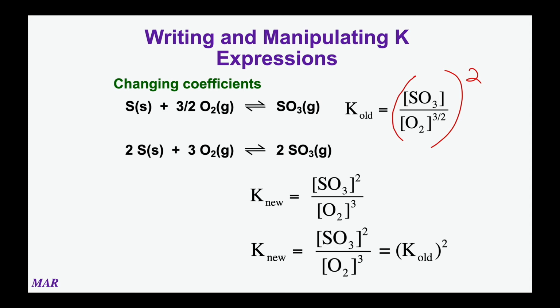So let's say that K old was a value of 10, and we wanted to figure out the value of K new. Well, no problem. We would take the old K, 10, and square it. 10 squared, the new K would be 100. So you can literally transform a K value into a new K value if you multiply the stoichiometries together. So if I said multiply everything by 2 to get rid of that fraction, you could absolutely translate your old K into a new K. So this is kind of a trick of the trade, which can be really helpful.